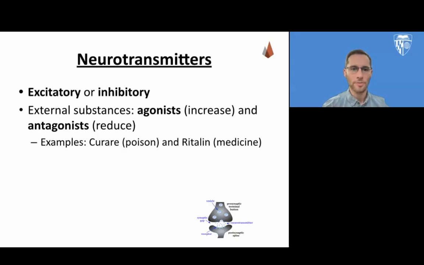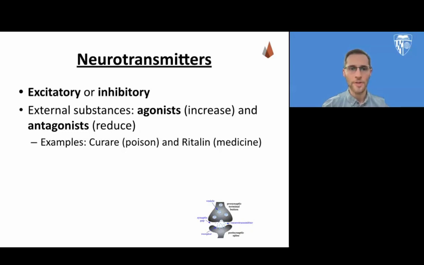Sometimes we have other substances introduced which influence the power of neurotransmitters to have an effect on neurons. Agonists increase and antagonists reduce the amount of neurotransmitters available to send signals between neurons. This is how some medicines work. It's also how poisons work.